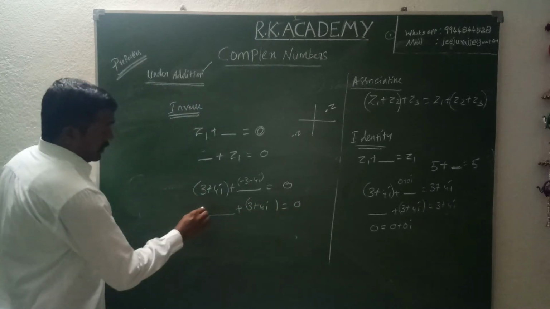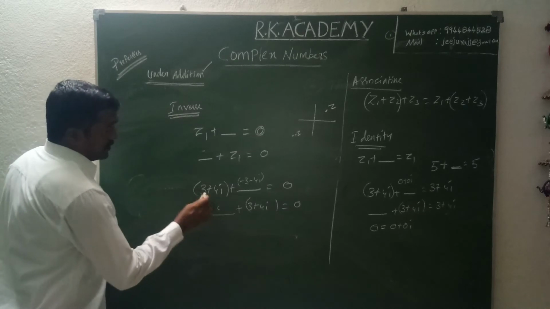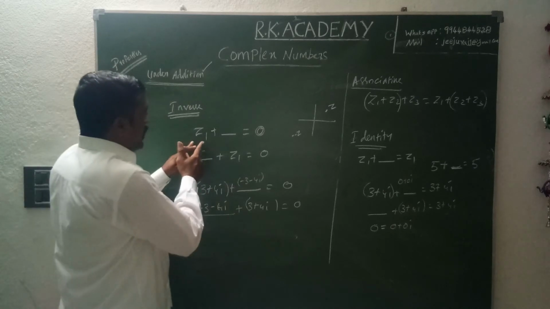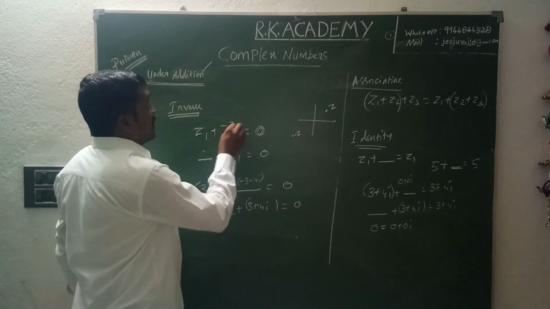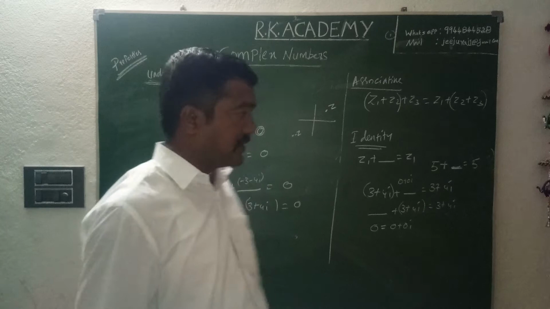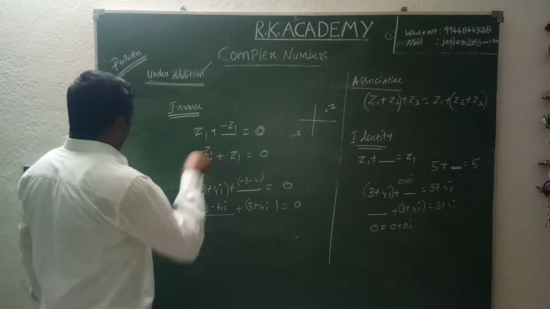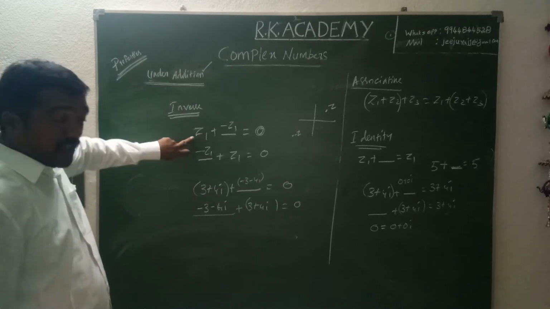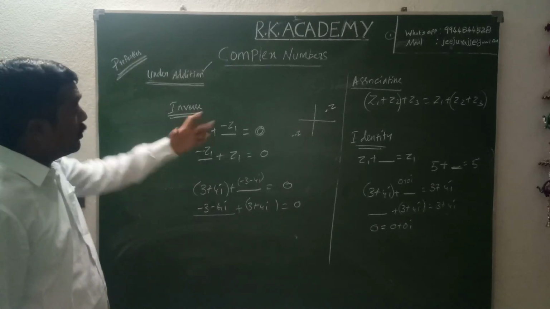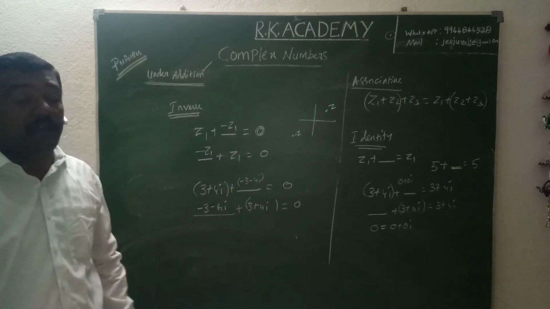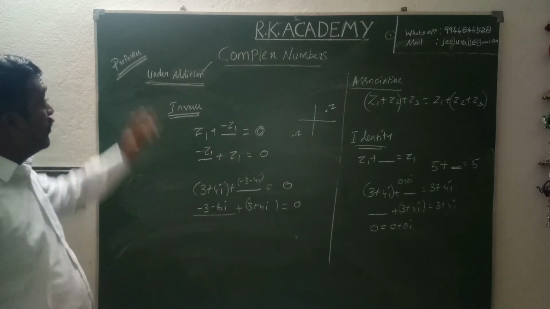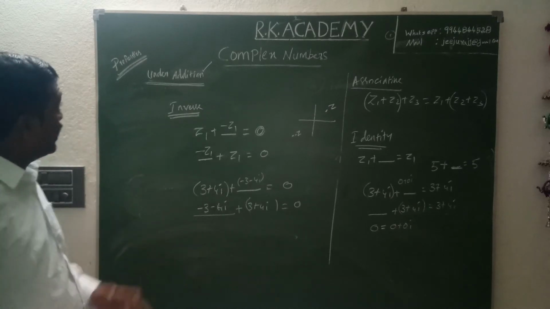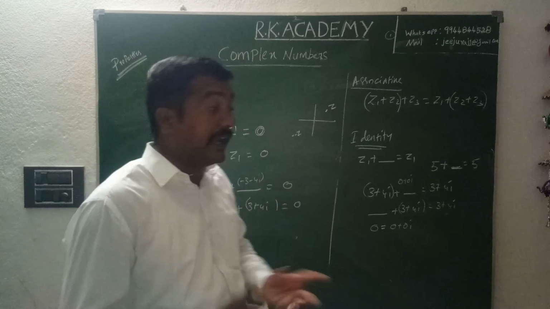When will that happen? Minus 3 minus 4i. So what about that? Z1 is a complex number. Minus Z1 is the negative of that complex number. Now what about the inverse? If Z1 is a complex number, minus Z1 is the inverse of that complex number under addition. Now we have completed the 5 properties under addition.